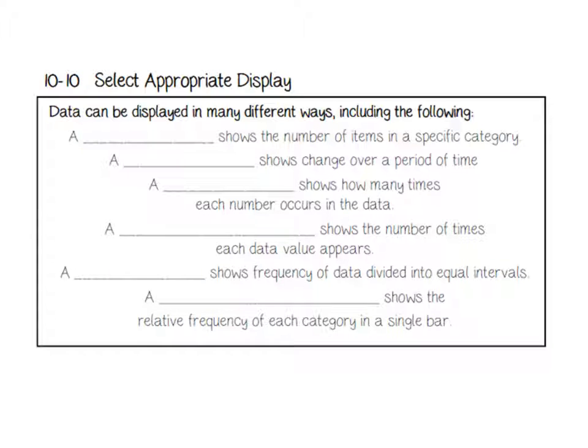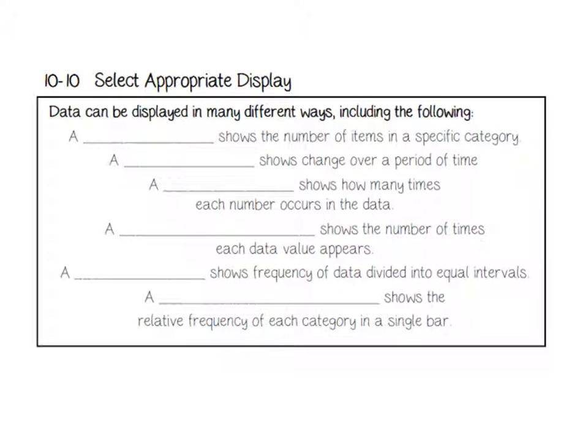So now that we've learned all about measures of center and spreads and different types of graphs, how do we know how to select the appropriate display for our information? When we select an appropriate display, we need to know that data can be displayed in many different ways. It's just that sometimes a graph is more suited for the type of information you want to emphasize.